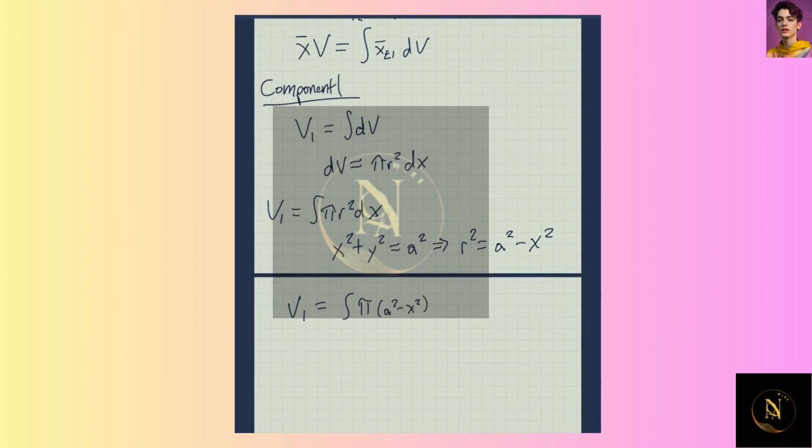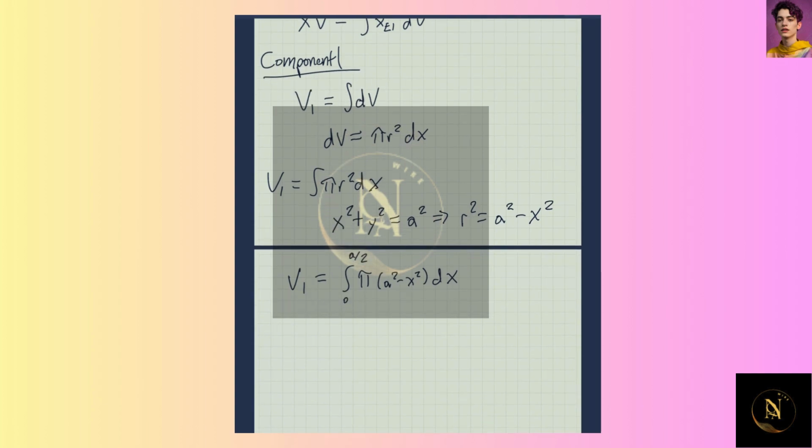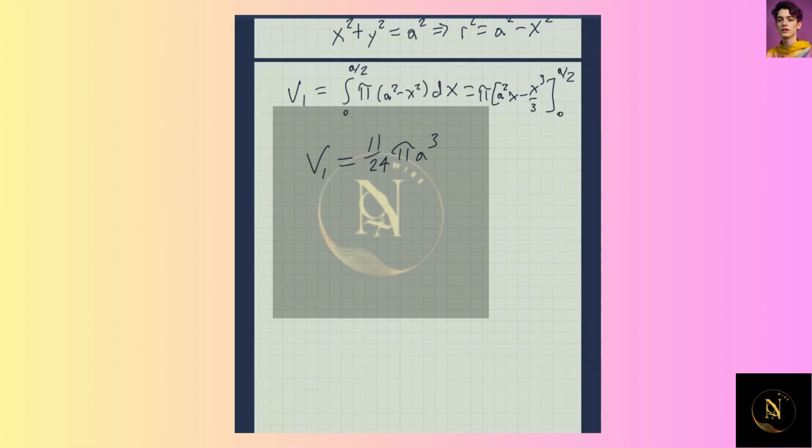And now we can plug that in, so we have it in terms of a, which we know. We're integrating from 0 to a over 2 because we're just doing the first component, or half of the hemisphere. And that comes out to pi times a squared x minus x cubed over 3 from 0 to a over 2. So the volume of the first component is 11 over 24 times pi times a cubed.